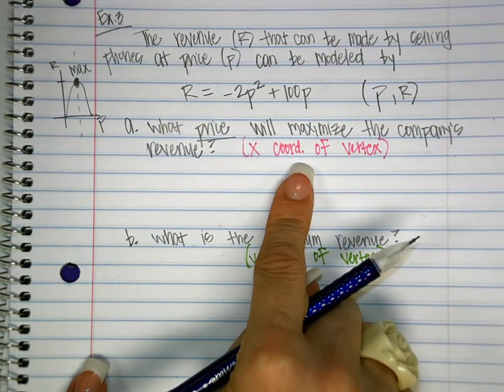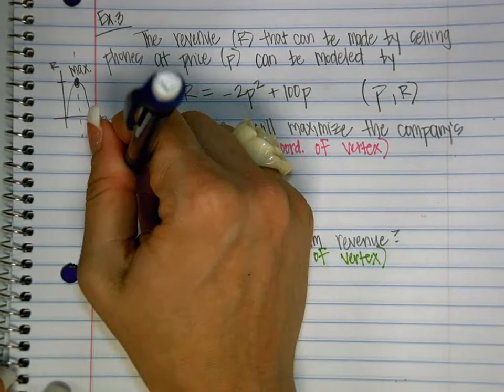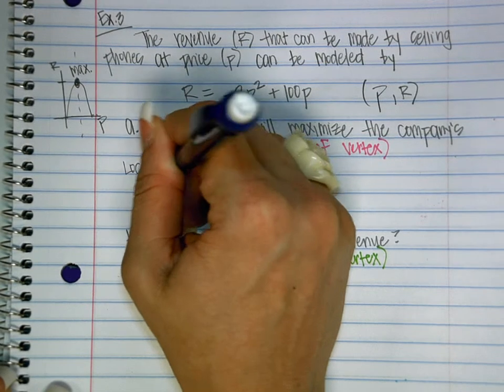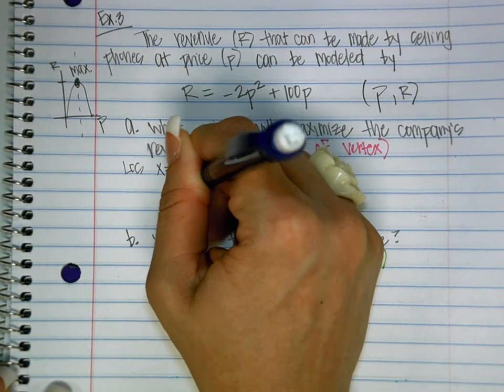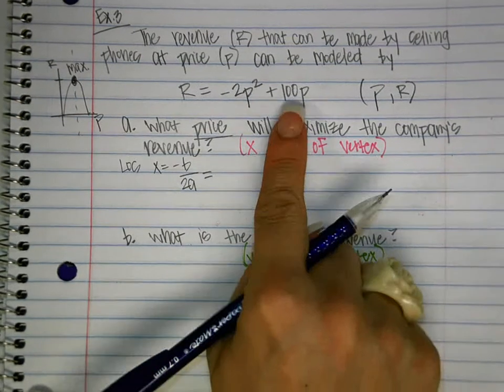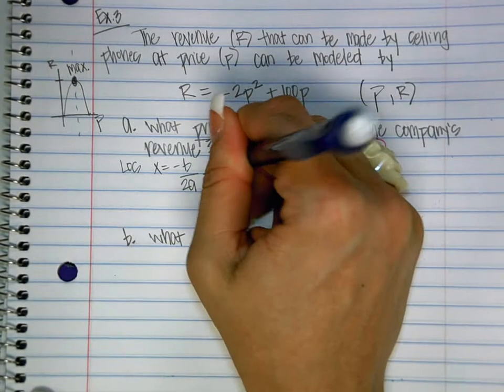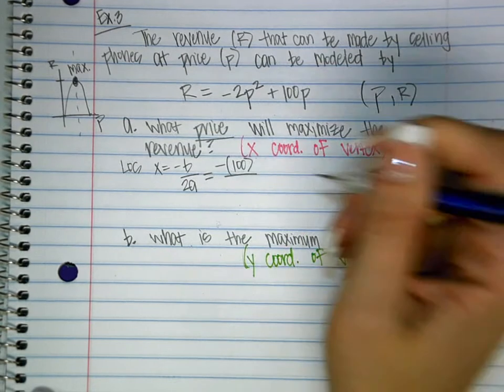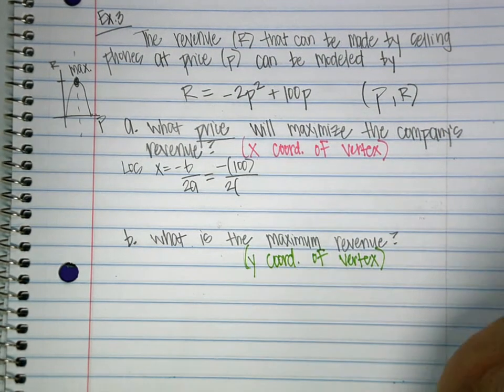So basically you want to find your line of symmetry. Remember, the line of symmetry is x equals negative b over 2a. If we plug this in, what is b in this equation? 100. So negative 100 over 2 times, what's your a?